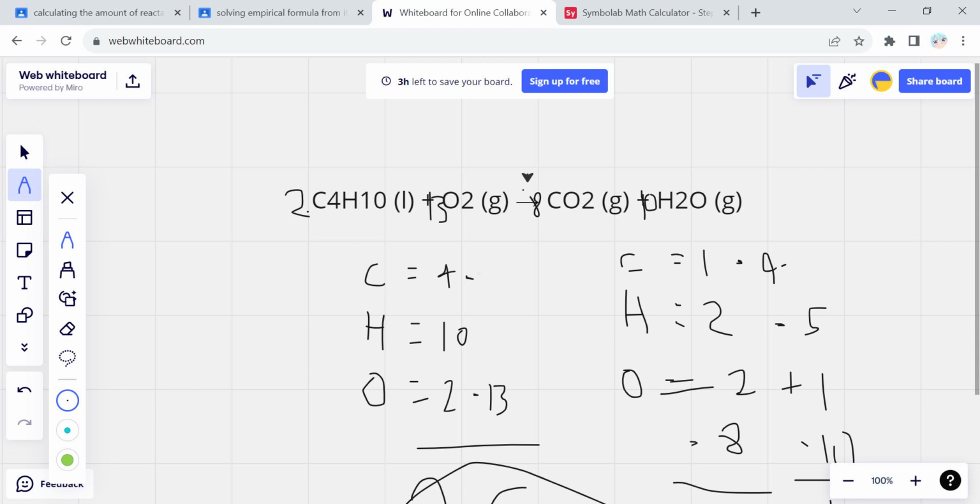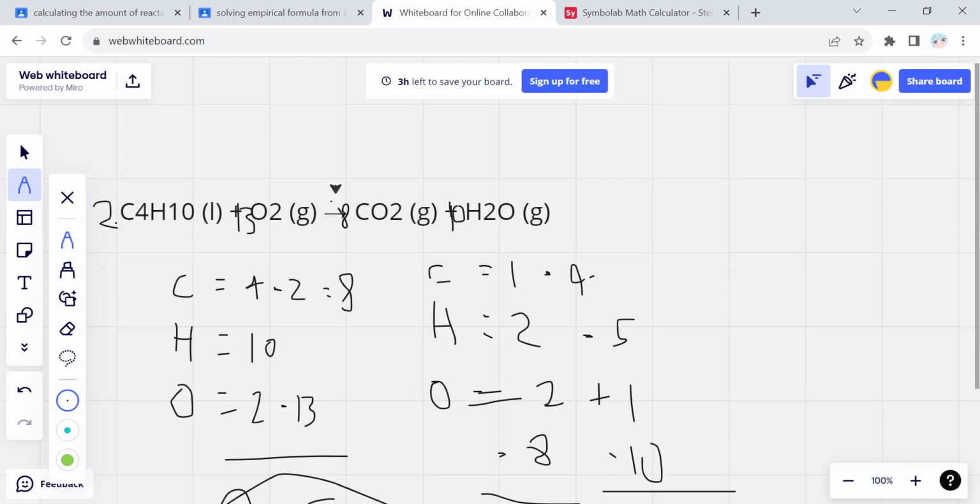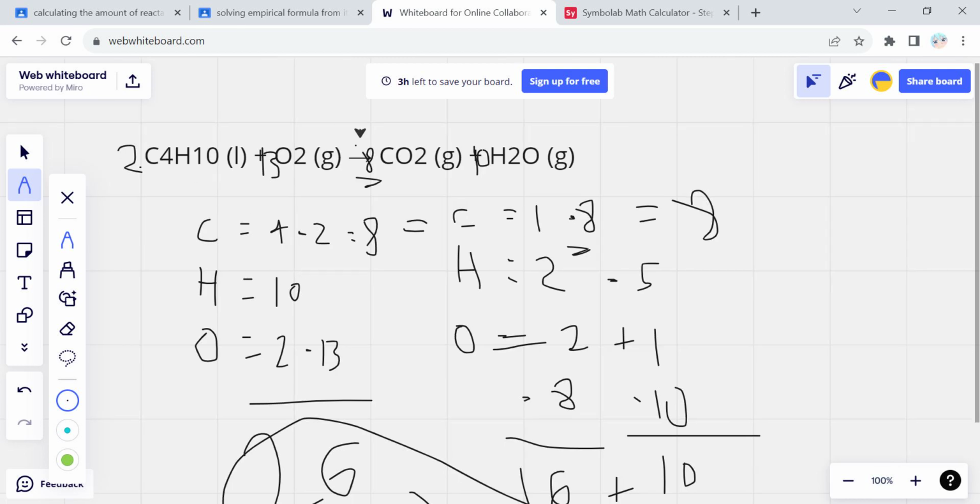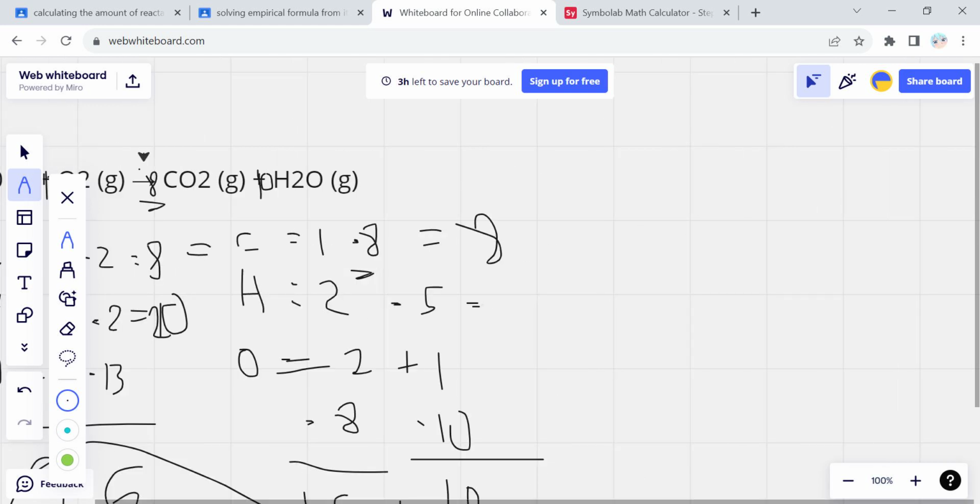So that would mean 2 times 4 equals 8. And we're just going to have to erase this. We now add 8 here. Since this is 8, we also have to multiply it by 8. So equals 8. So now our carbon is balanced. Same with the hydrogen. 2 times 10 is 20. And it's 20 actually. 2 times 5 is 10.